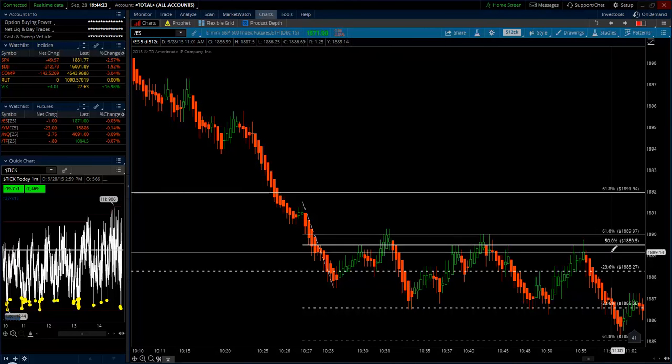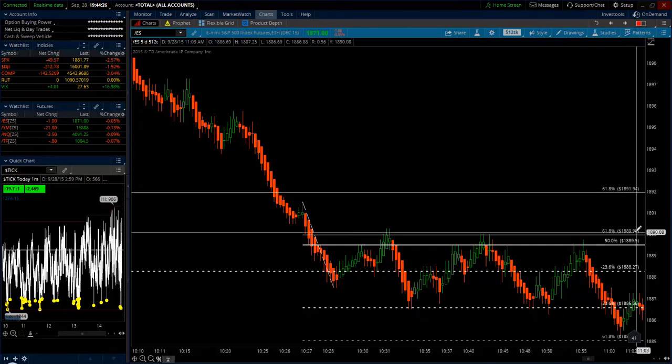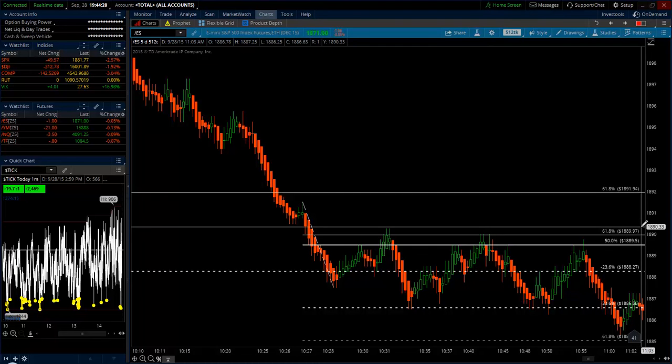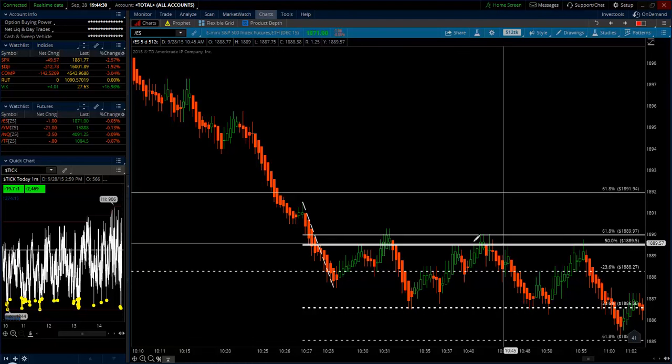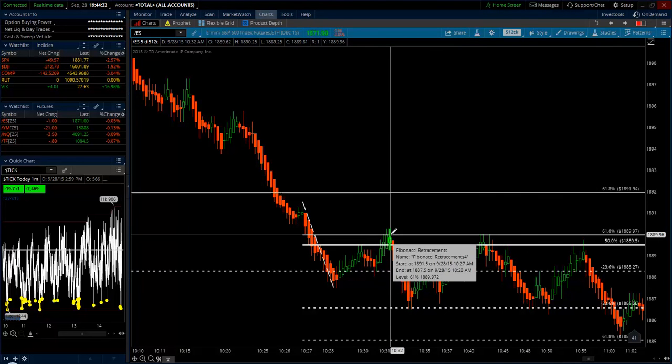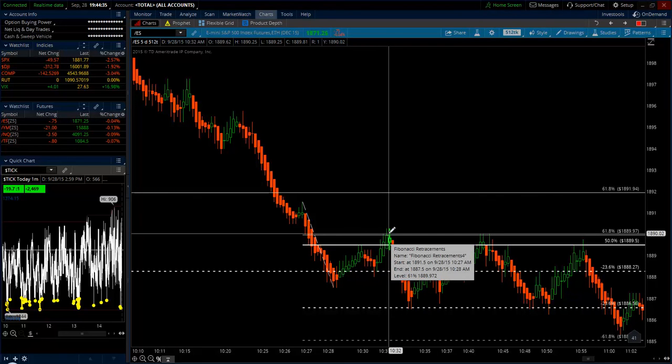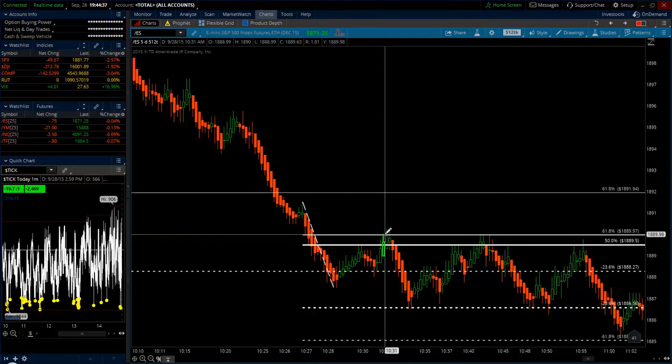So because we're at 89.97s, rounding up to 90s and adding a tick, so 90.25s, that ends up being the high of the fake out, if you will.